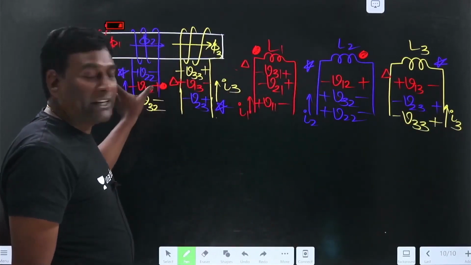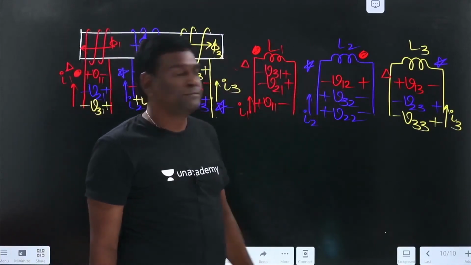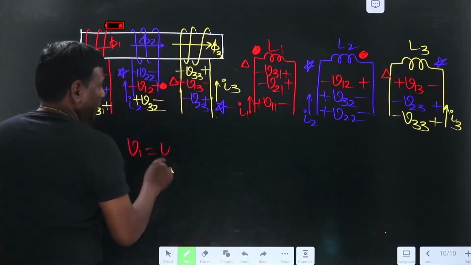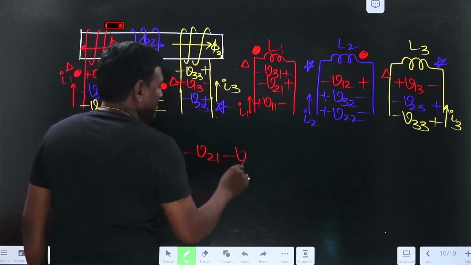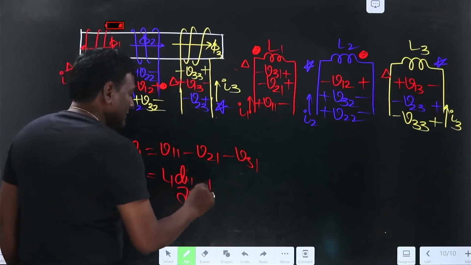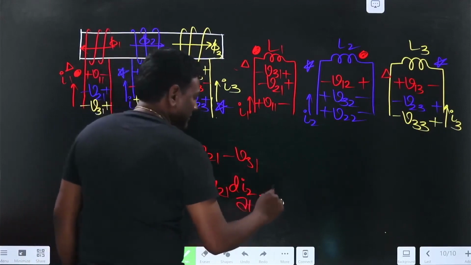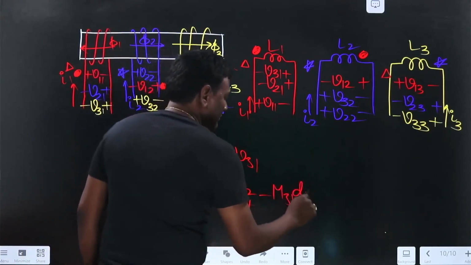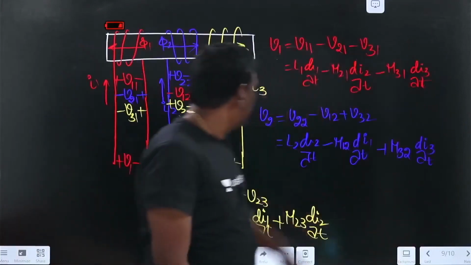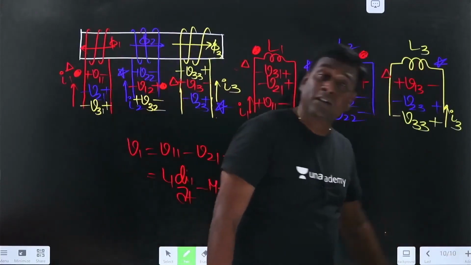So by this we came to know how to convert this into dots, and from the dots how to write equations. One equation I'll try to write: V1 equals V11 minus V21 minus V31. So L1 di1 by dt minus M21 di2 by dt because of second, minus M31 di3 by dt. Same equations can be developed or not? Yes. Okay. In the next session, we'll continue the remaining portion.